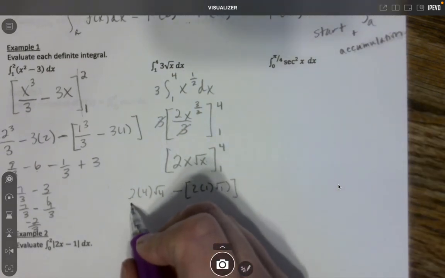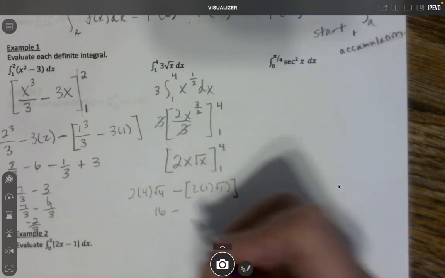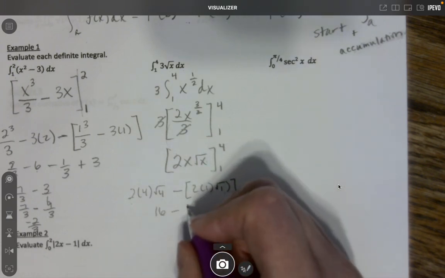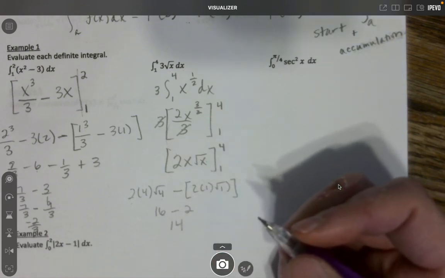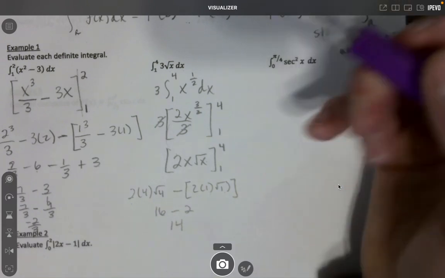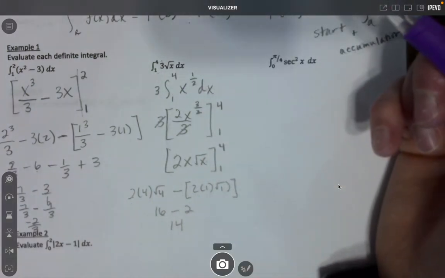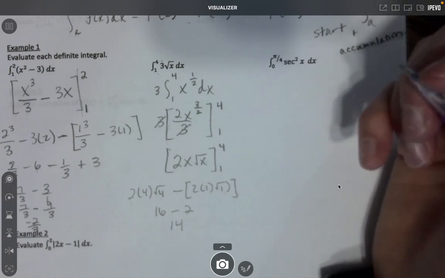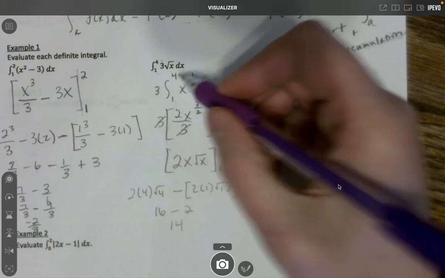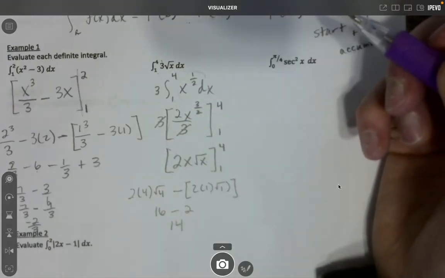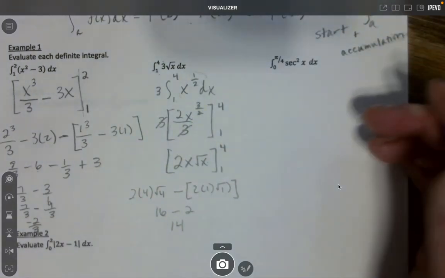So this is going to be 2 times 4 times 2. So that's going to be a 16. 2 times 1 is just a 2. And so my answer is 14. So my definite integral is 14. So these are definite integrals because I have a lower and an upper bound. Before, in the first section in 4.1, when we were just learning basic integration, when we learned how to integrate these things, we did not have numbers there. Those were indefinite integrals. So definite integrals means I definitely know what my lower and my upper bound are.